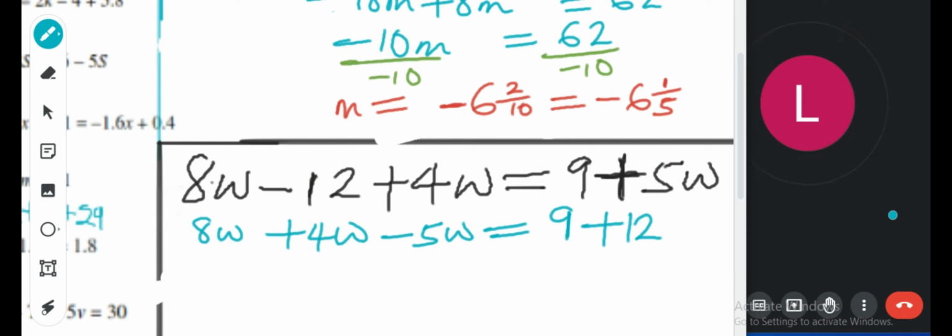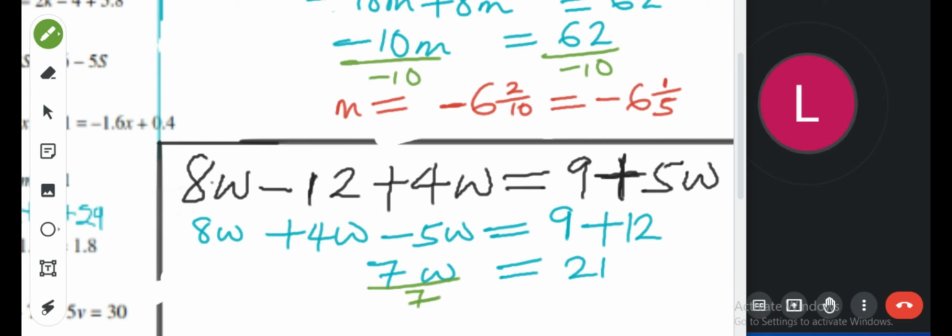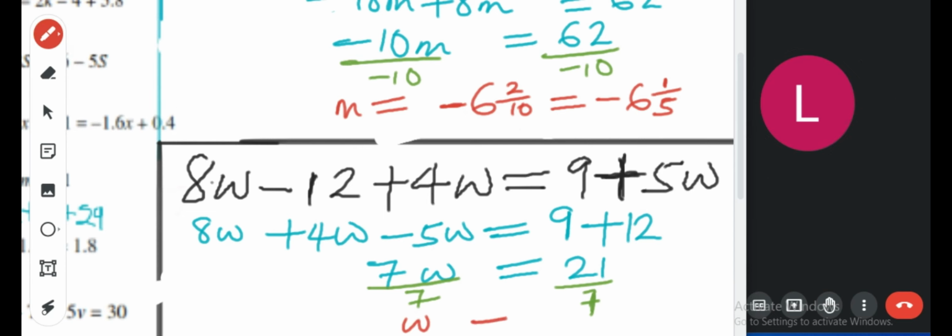So 8w plus 4w, that's 12w minus 5w, that will give us 7w. It equals, okay, 7w equals 9 plus 12 is 21. At this point, we divide both sides by 7 over 7 over 7. And that will give us W. Finally, W will be equal to 21 divided by 7 is 3, which is the answer.